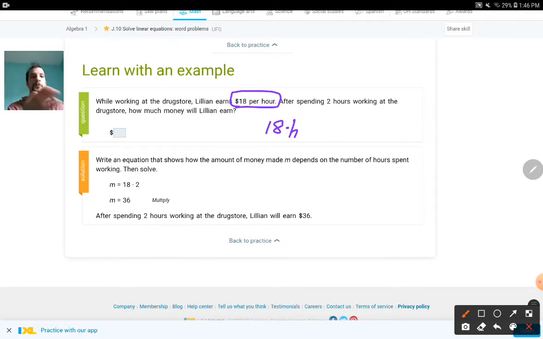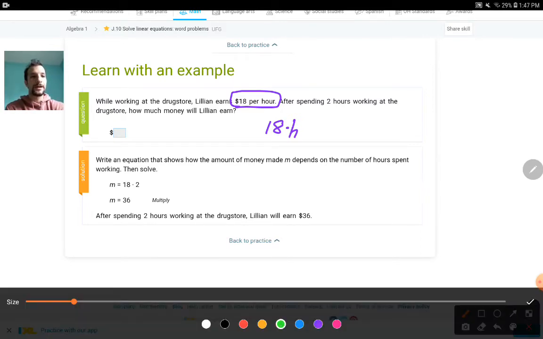Okay, after spending 2 hours of working at the drugstore, how much money will Lillian earn? So we know that the number of hours is given now. At the beginning it wasn't given, it just said that $18 per hour. But now that we know the number of hours is 2, I can just plug it in over here. Instead of 18 times H, I have 18 times 2 hours. $18, because this was the amount of dollars, times 2 hours is going to be equal to $36 in total. So after spending 2 hours in the drugstore, Lillian is gonna make $36.